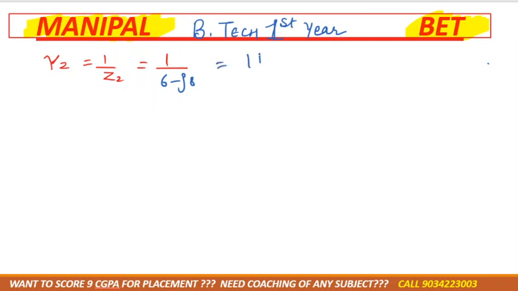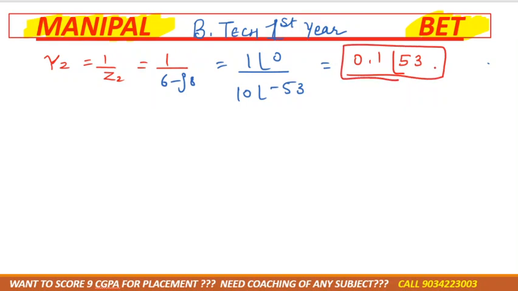that would be the same. 1 angle 0 by 10 angle minus 53, right? So 1 by 10 is 0.1, angle 0 minus minus 53 becomes plus 53. This is the polar form, but after decimal, two digits are enough.